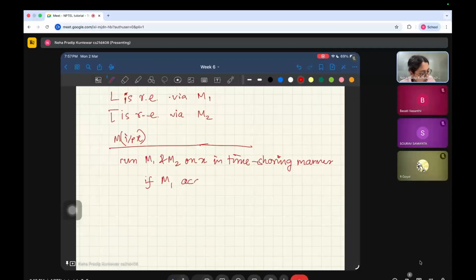If M1 accepts, then you are going to accept. If M2 accepts, then you are going to reject. That's it. So, why does this work?